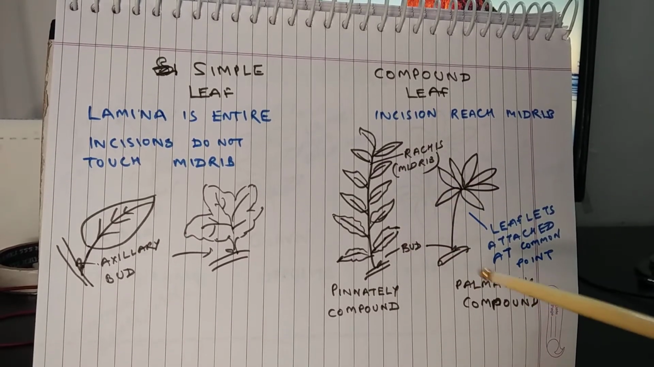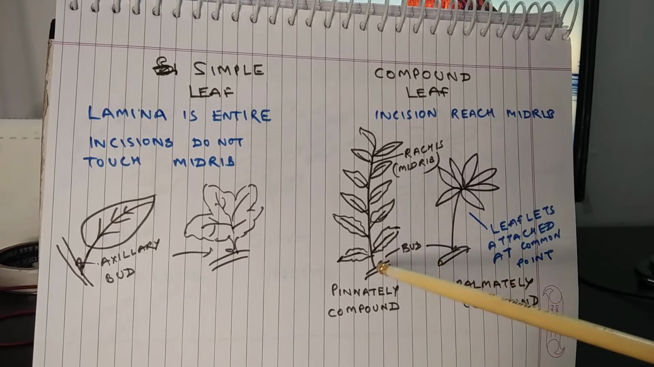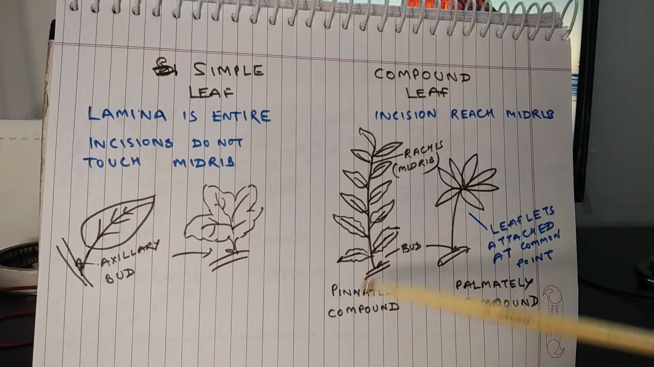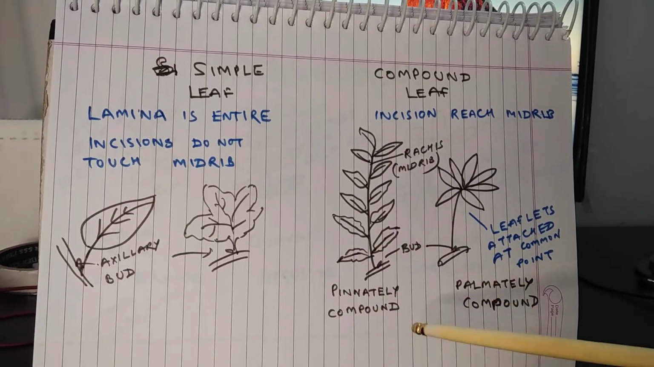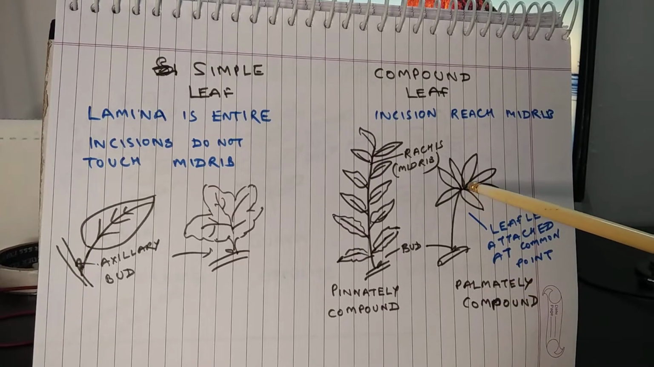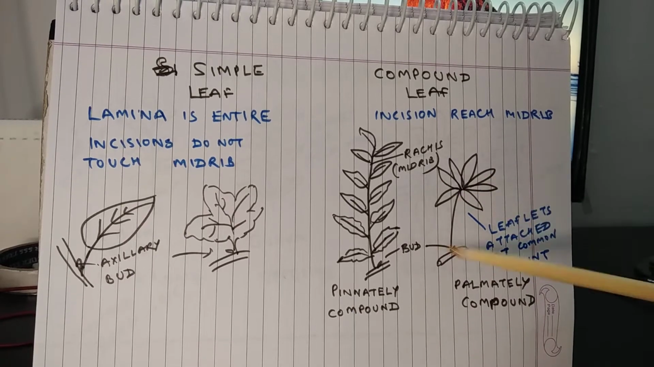Now, compound leaves are of two types, pinnately compound and palmately compound leaves. When leaflets emerge in alternate fashion on the midrib from different points, then it is called the pinnately compound leaf. When leaflets emerge from a single point, from a common point, then the leaf is called palmately compound.